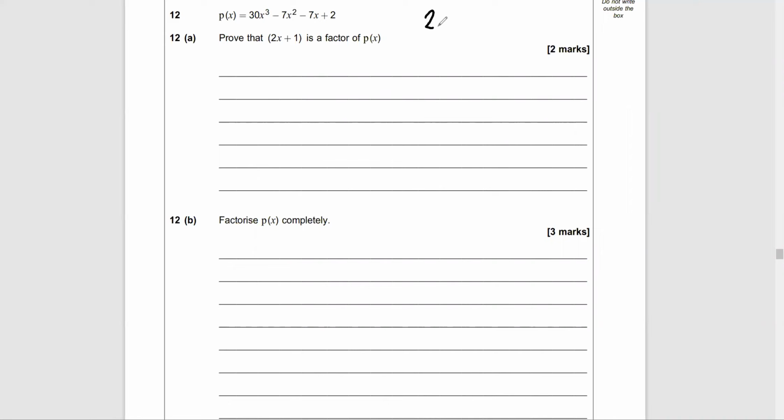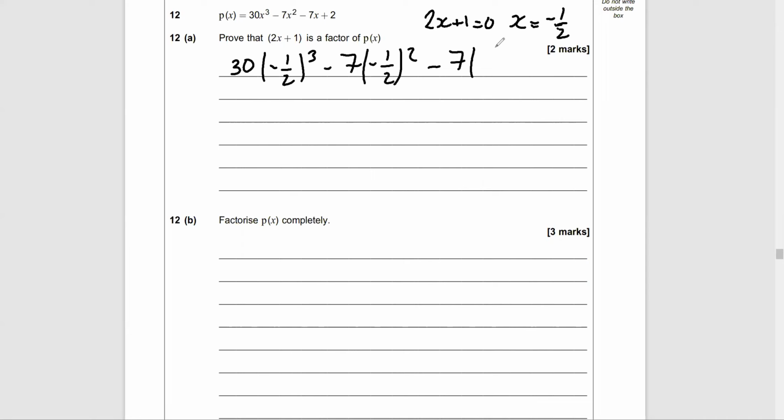So if we know that 2x plus 1 is potentially a factor, x must equal minus a half. So we can find this out by just putting this equal to 0 and solving. So if we substitute in minus a half into our polynomial and expand it, we should get it equal to 0 if it is a factor.